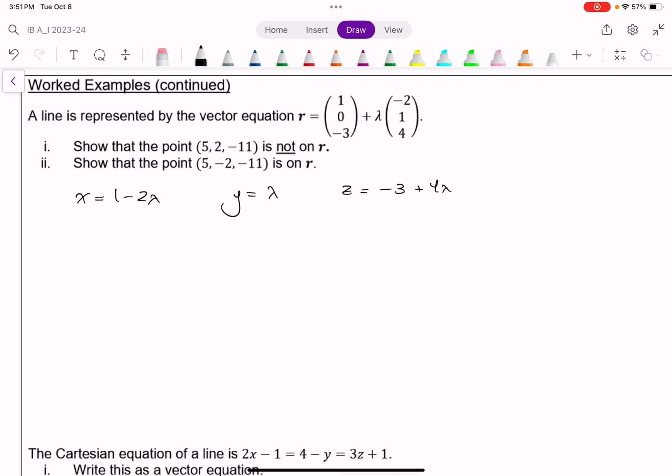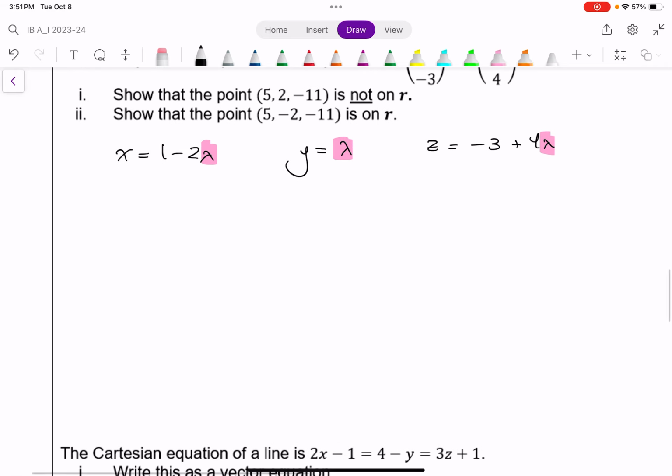And again, since all these lambdas are equivalent to one another, if I solve for lambda, I can put this into Cartesian form quite nicely. Solving for lambda, the first one I get lambda equals (1 minus x) over 2. The second one I get just y equals lambda, or lambda equals y. And the last one, I get (z plus 3) over 4.